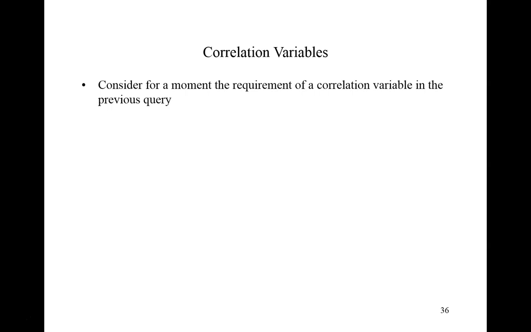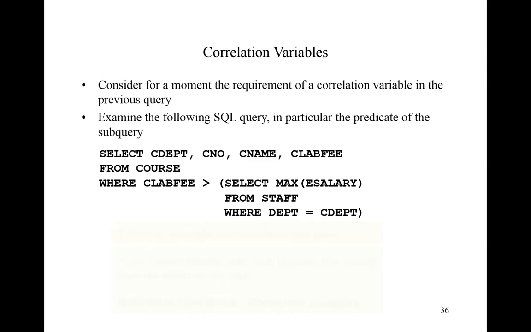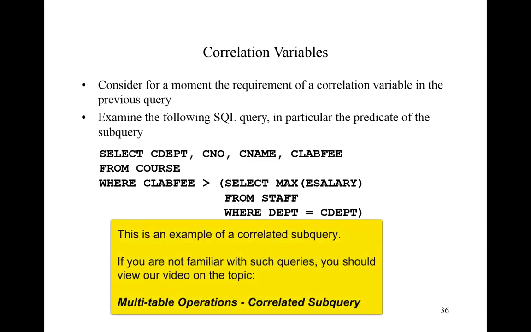Consider for a moment the requirement of a correlation variable in the previous query. This query has nothing to do with objects, but it reminds you of the role of a correlation variable or table alias. Here we're selecting from the course table where the lab fee is greater than some value. There's a subquery. The subquery is selecting from the staff table the highest salary of any staff member where the department ID of the staff member is equal to the department ID of the course. This is a correlated subquery.